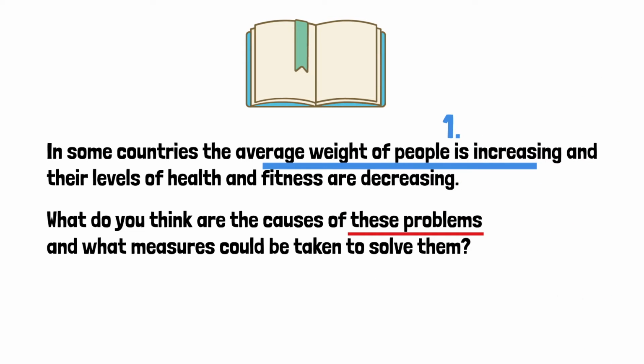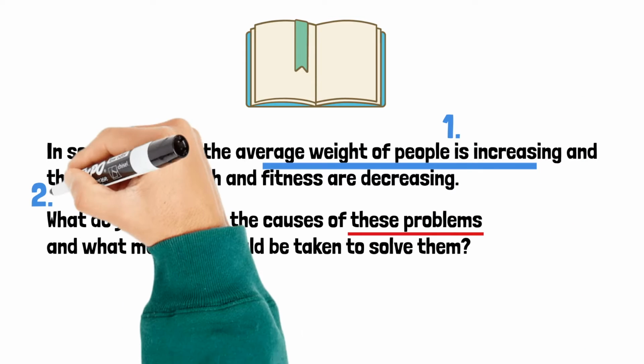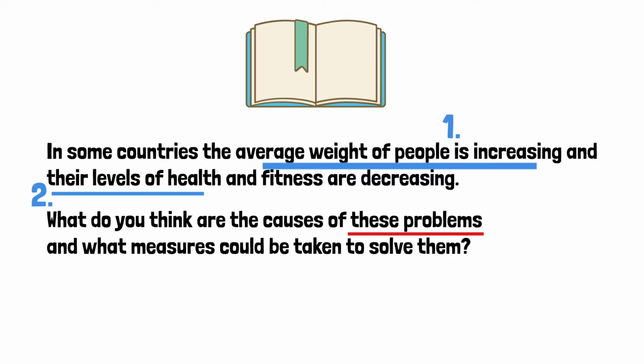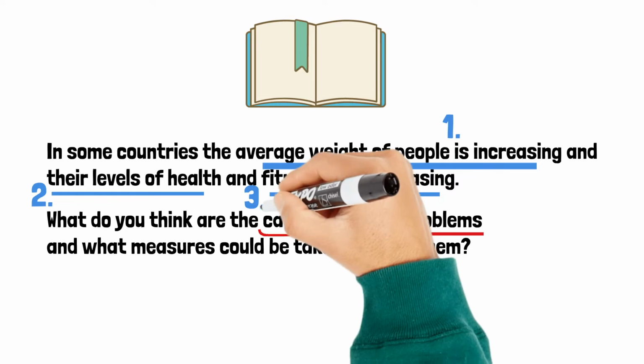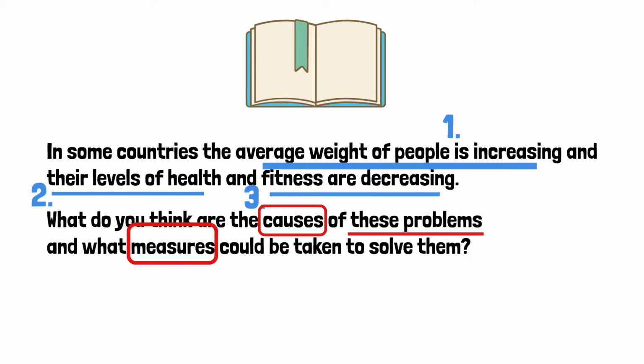Problem 1. The average weight of people is increasing. Problem 2, their levels of health are decreasing. Problem 3, their levels of fitness are decreasing. So there are actually 3 problems in the question. You need to explain the causes of and the solutions to all 3 problems. That's why the question uses the plural, causes and solutions.